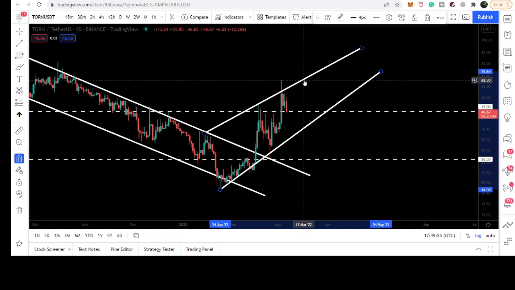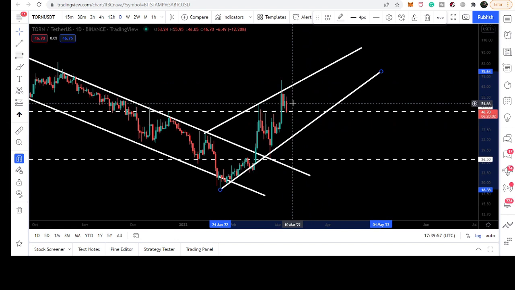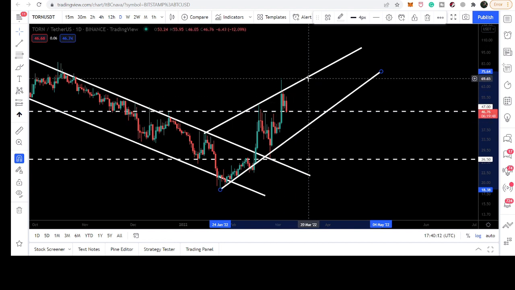So the next few hours are really very important for Tornado Cash. It is testing the previous resistance of $47 and also the resistance of the neckline of the head and shoulder pattern. If Bitcoin starts a short reversal, Tornado Cash can even break out this uptrend line resistance as well. So this was the update so far.